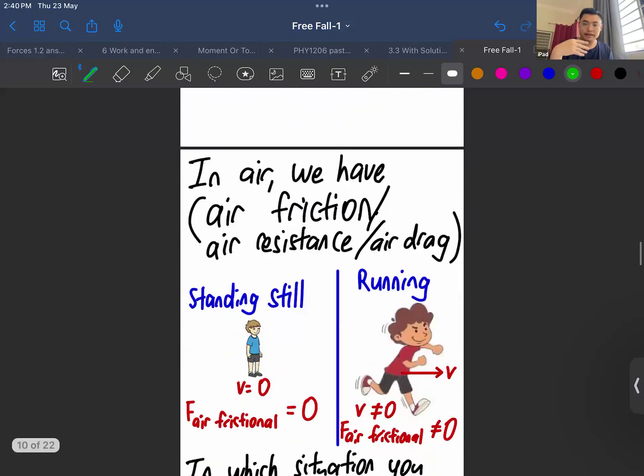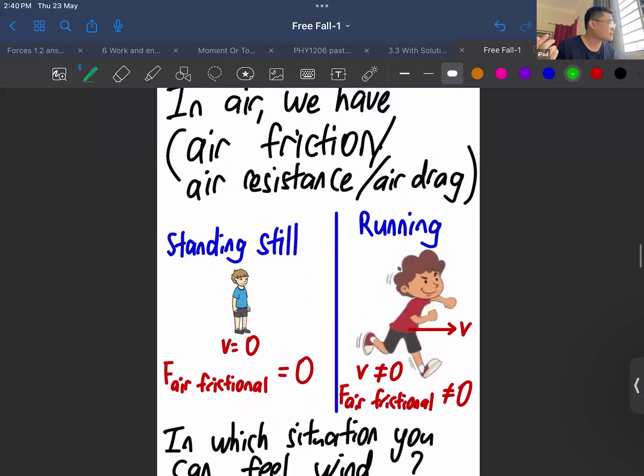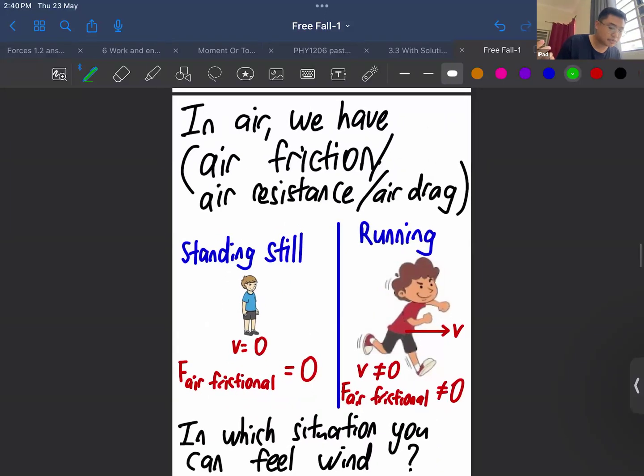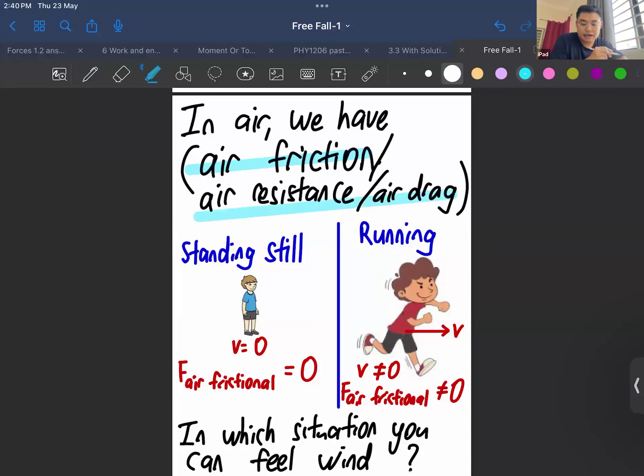Right now, as I'm talking to you, it is about 2:40 in the afternoon. So hot, right? I need some fan. We enjoy the wind, right? The wind makes us very cool, right?